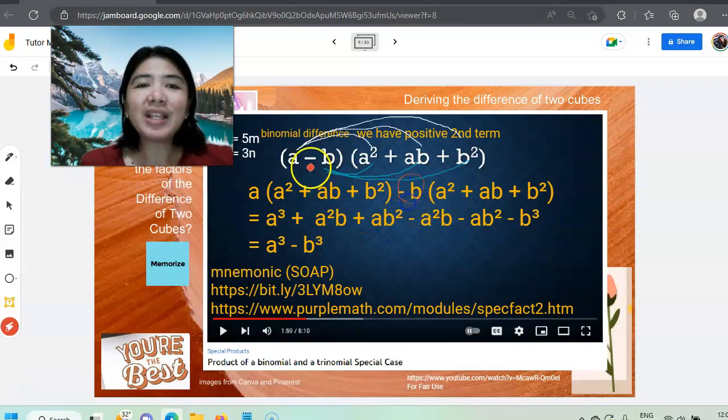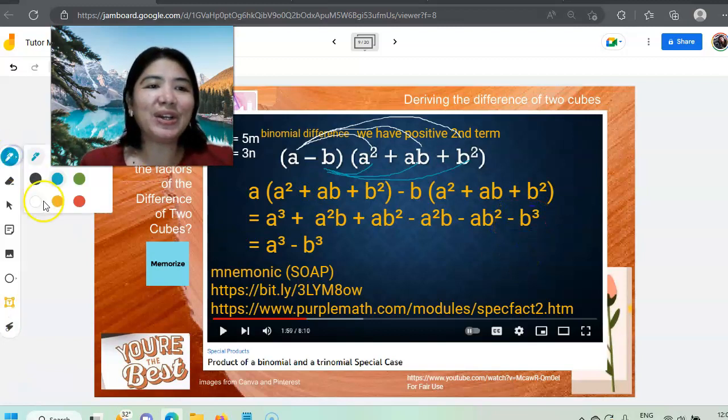Now, the second term is a negative b. So, jam with me. Negative b times a squared. Yes, it's negative a squared b. Next, negative b times positive ab. Yes, it's negative ab squared. And finally, negative b times positive b squared. Yes, it's negative b cubed.